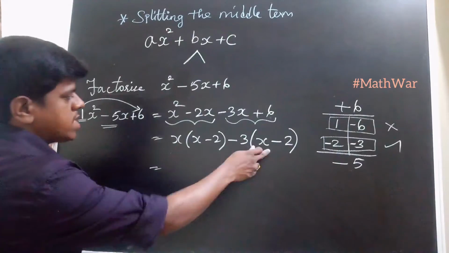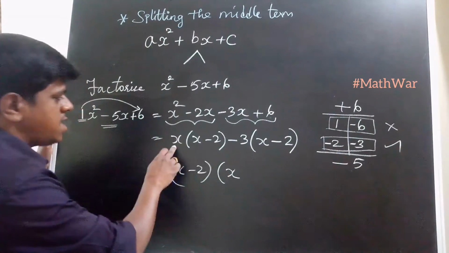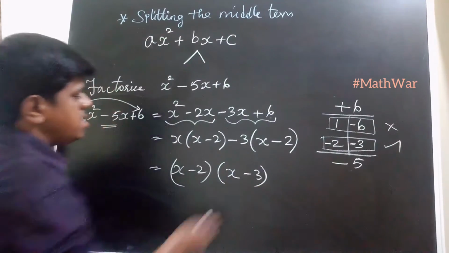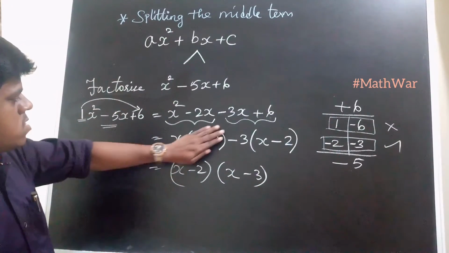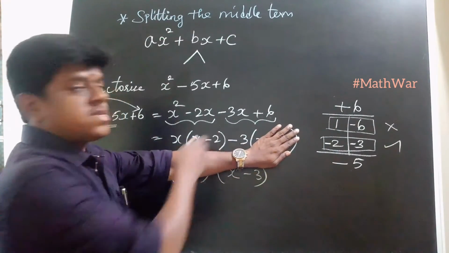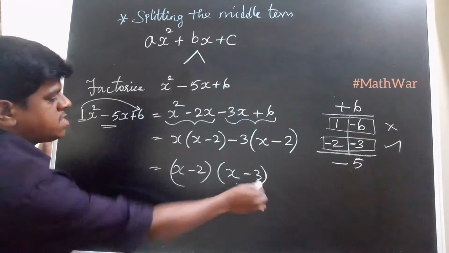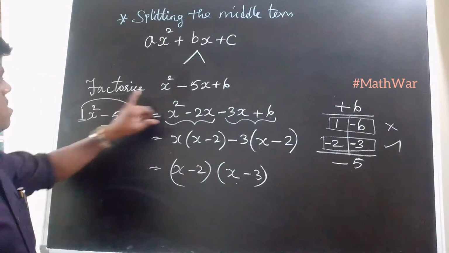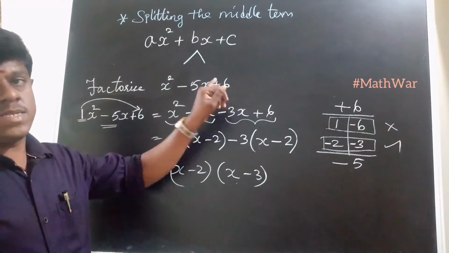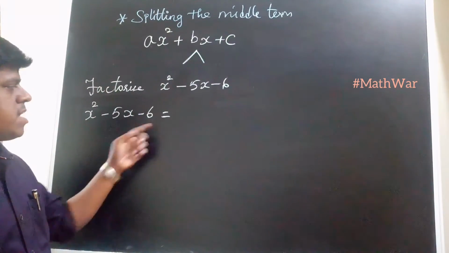Now x minus 2 is common. If you take it outside, x minus 2 into x minus 3 will be there. This x minus 2 alone, if you take it out, in the first term x alone will be there. In the second term again minus 3 will be there, that is x minus 3. So x minus 2 into x minus 3 is the answer for x square minus 5x plus 6. Next model. In case the question is x square minus 5x minus 6.